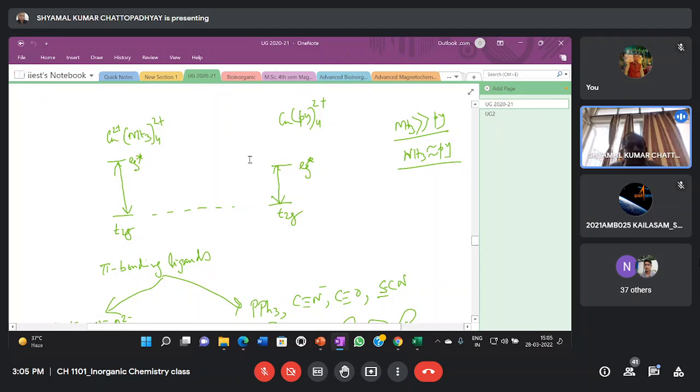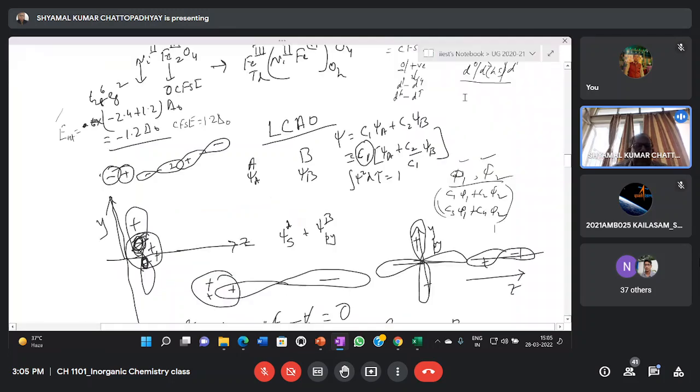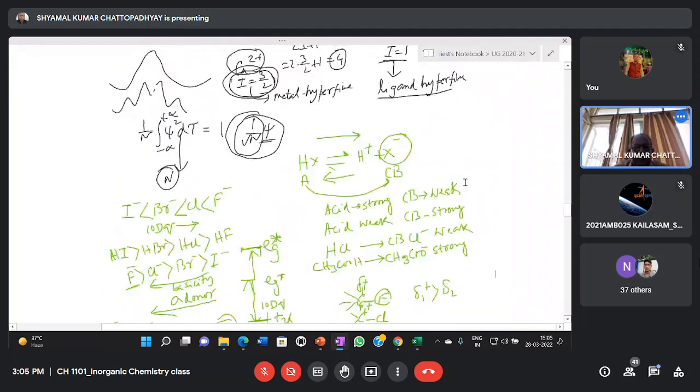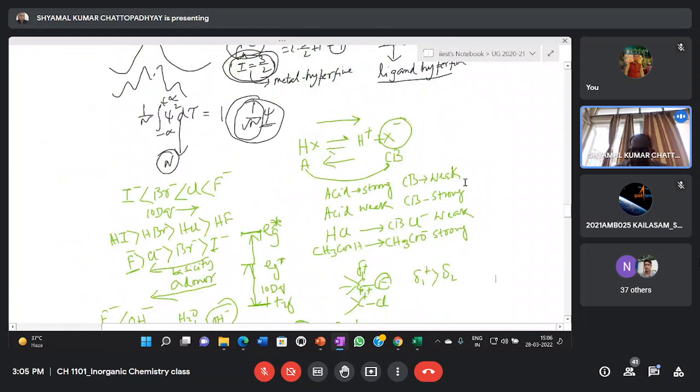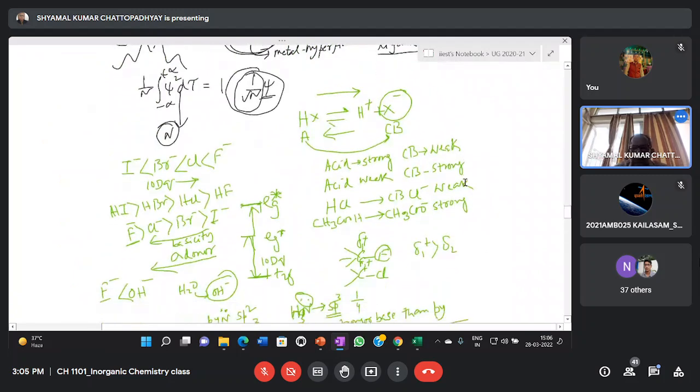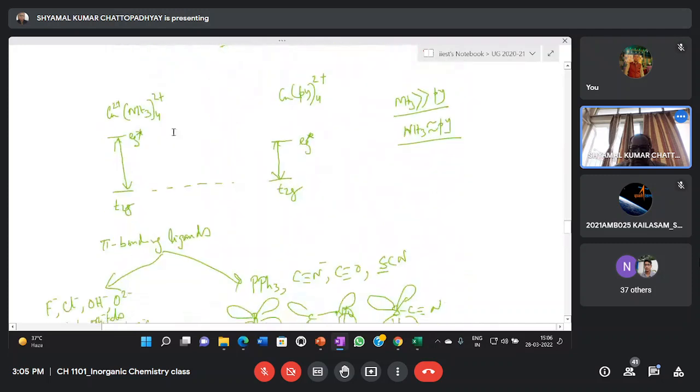So in the sigma only picture, we expect a stronger crystal field for ammonia than pyridine. This is if we do not consider any pi bonding effect. But I have told you experimentally it is found ammonia and pyridine are almost identical. Why?